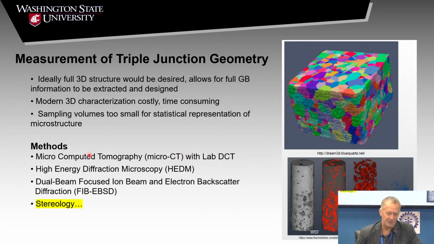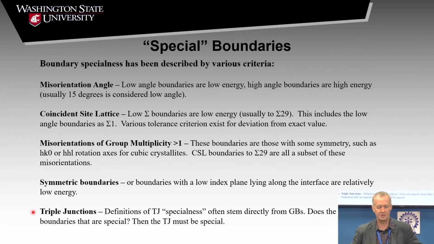You can do a little bit of stuff with diffraction contrast tomography on synchrotron or in the lab, DCT. You can measure high energy diffraction strategies where you can look subsurface and get boundary plane information. So some of these things you can do. Stereology is where you can get the most triple junctions or grain boundaries into your distribution.